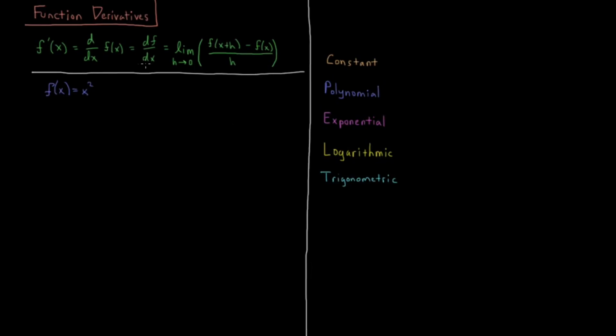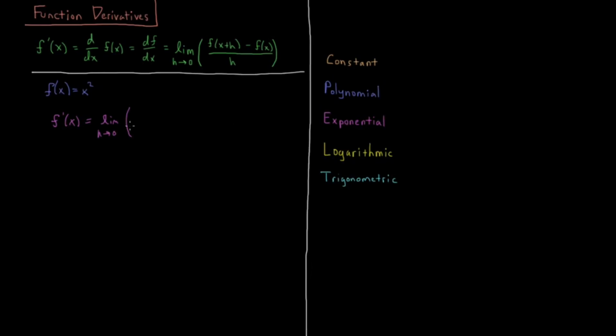So the derivative is going to be the limit as h goes to 0 of f of x plus h minus f of x over h. It's going to be the slope of the tangent line that touches the curve at f of x, the instantaneous slope at that point. So we can evaluate f prime of x by substituting into this particular limit.